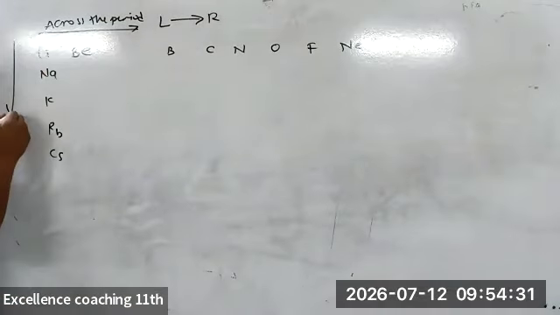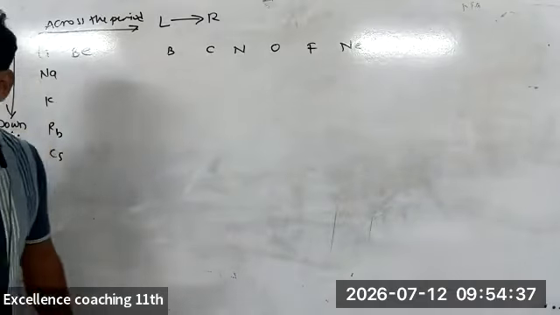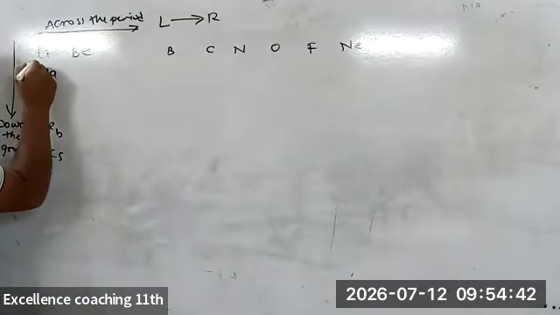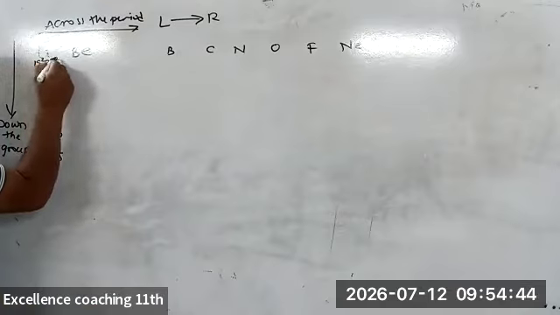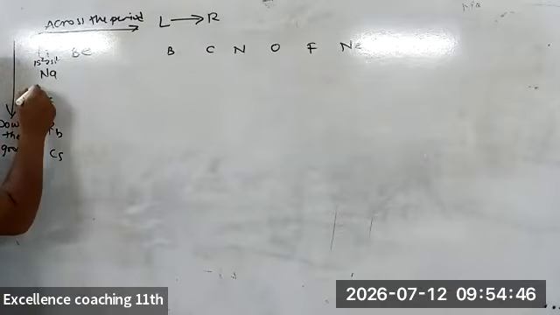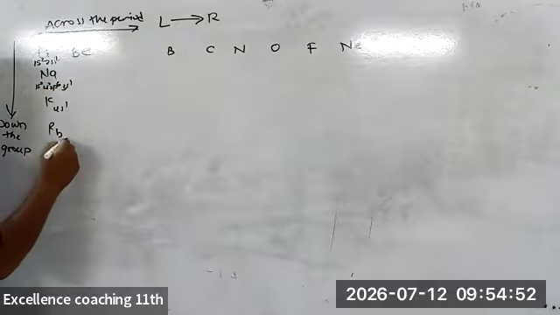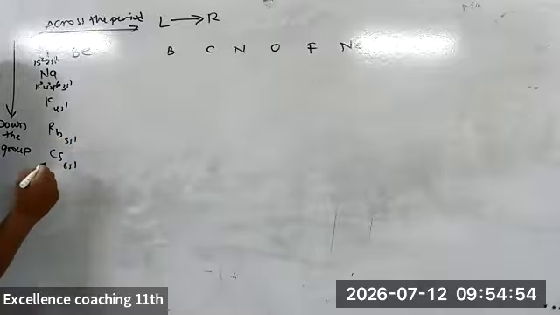Atomic radius down the group. Two things are there. I will keep it very simple. Down the group, let me explain first. Lithium electronic configuration 2s1. This will be 1s2, 2s2, 2p6, 3s1. This will be 4s1. This will be 5s1. This will be 6s1.